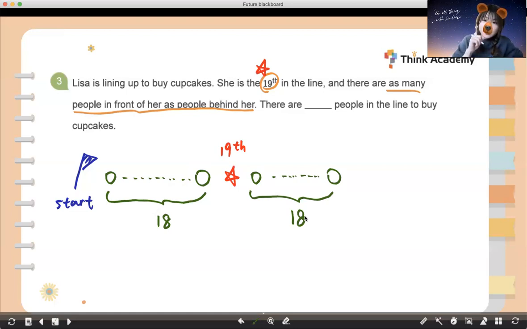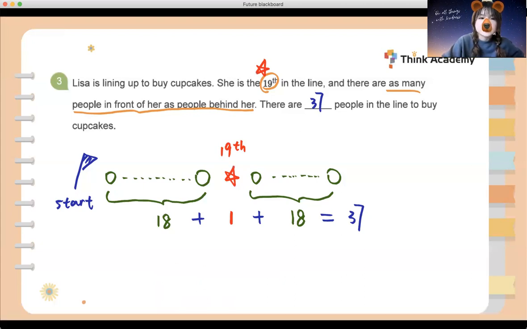Because we forgot a very important person, which is our main character, Lisa, right? So don't forget about Lisa, which means our final number should be 18 plus 1 plus 18 equals 37. So 37 is our final answer. So drawing the figure is definitely very helpful for finding out the answer.